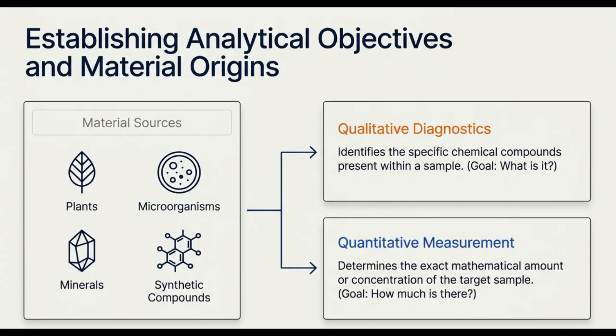In pharmaceutical analysis, every test we perform is designed to answer one of two fundamental questions. The first question is a qualitative one. What specific chemical compounds are present in this sample? In other words, we ask, what is it? The second question is quantitative. What is the exact mathematical amount or concentration of the target substance? Here we ask, how much is there? Both types of information are critical because knowing the identity of a compound without knowing its strength is useless, and knowing the strength without confirming identity can be dangerous.